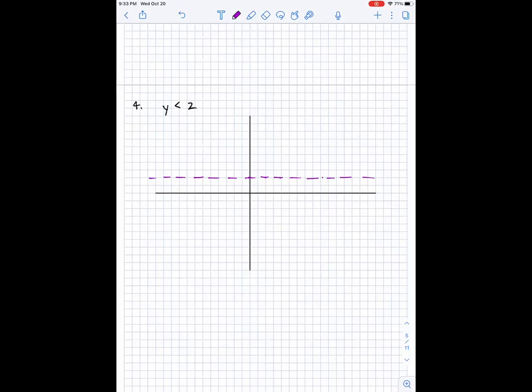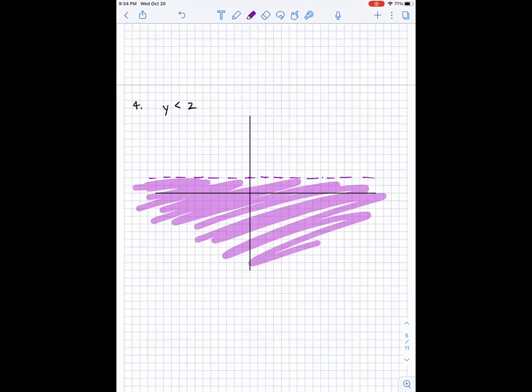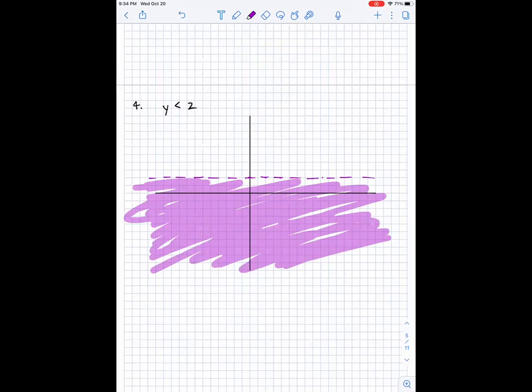Now you can also do this logically. If y is less than 2, it means all the points below. So we can shade everything below the dotted line. If you were to test a point, again, testing 0, 0, 0 is less than 2. That's true. So if that's true, that's on the side that's included. So that's just a quick review showing that you already know how to do these.